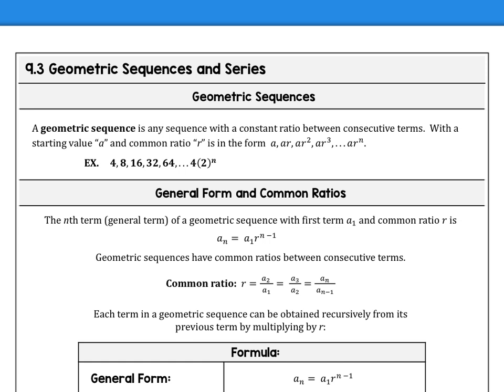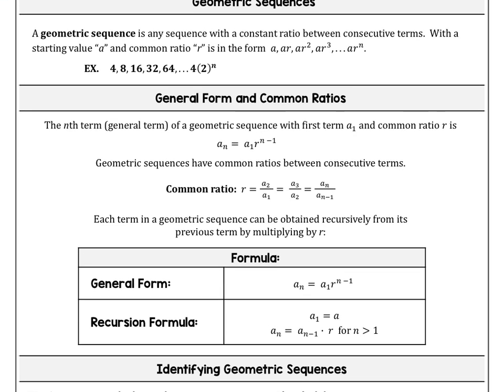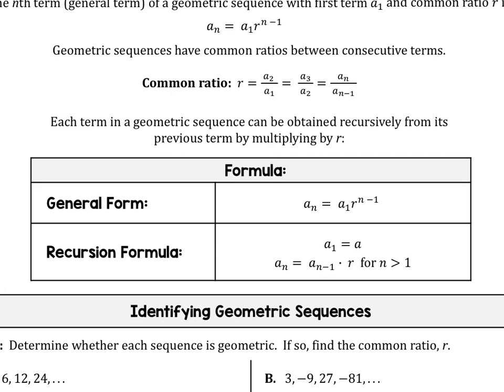So a geometric sequence is similar to the arithmetic ones we looked at, but instead of adding and subtracting the same thing, we are multiplying, or you can think dividing, by the same thing each time. So they have a common ratio rather than a common difference. So here's the general form, notice here, and their recursive formula.